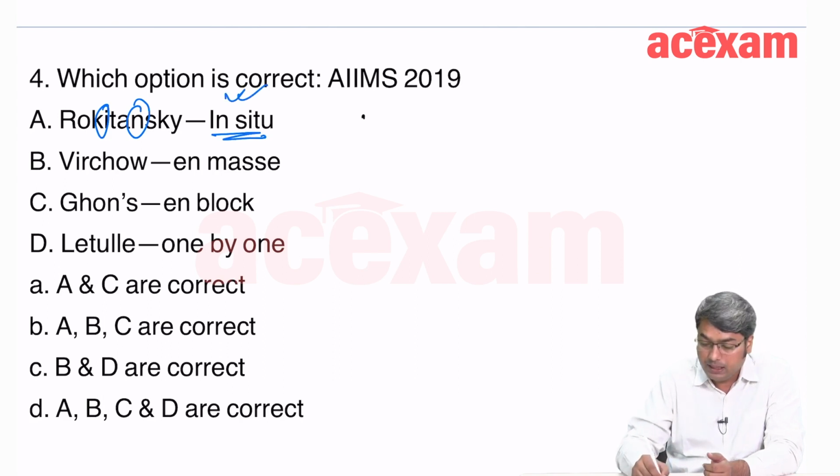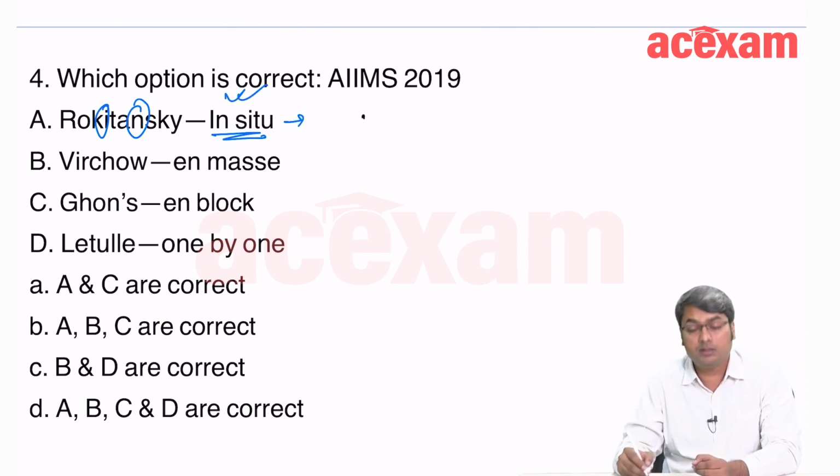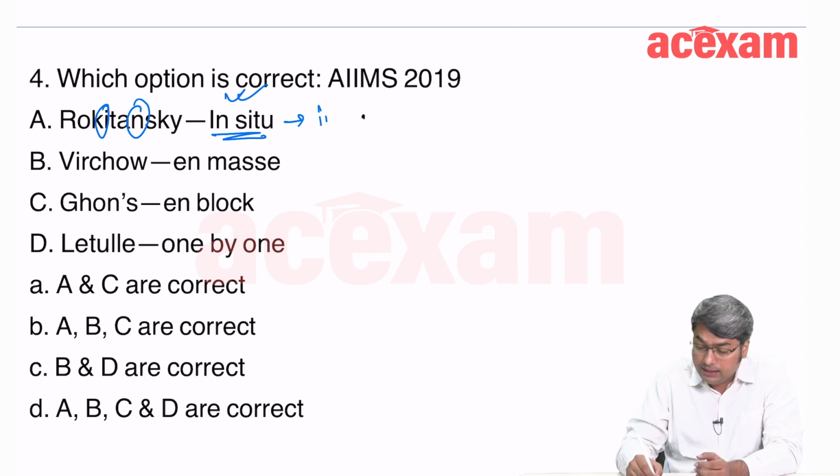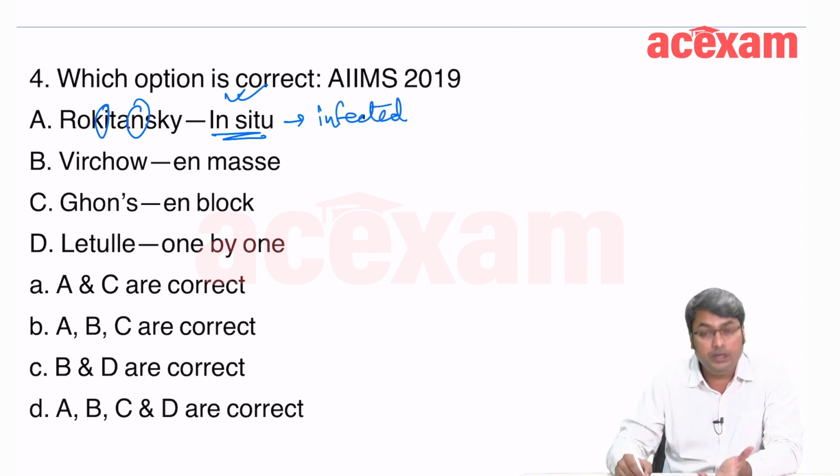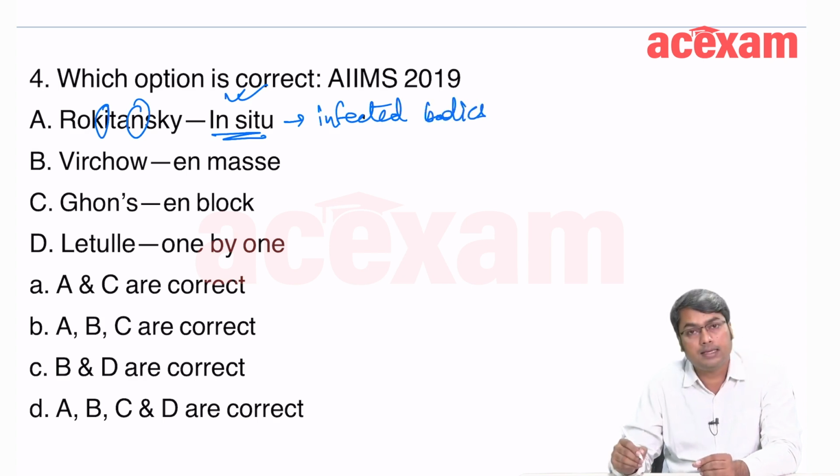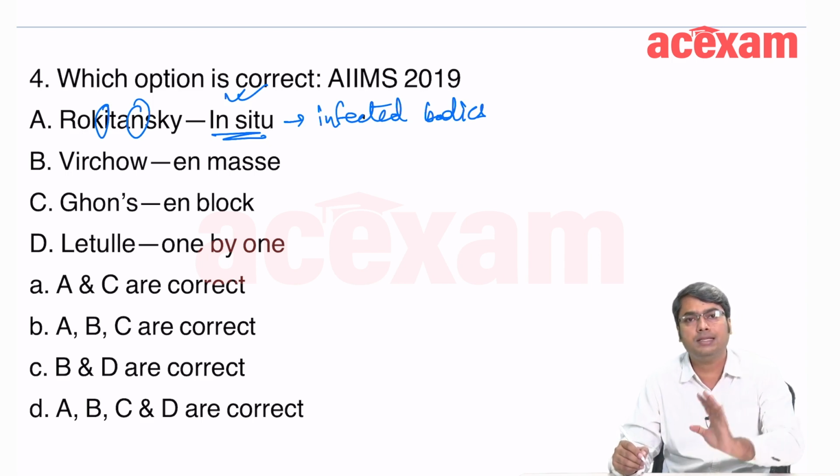This is correct. Where is the Rokitansky method done? In case of highly infected bodies, for example COVID, for example HIV, right. It is done in this case. The advantage is the chances of spreading of the infection to the autopsy surgeon is less.